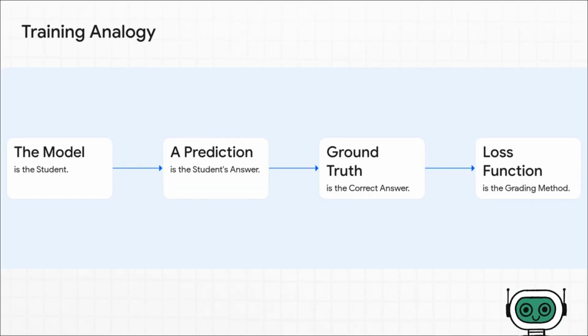The best way to think about this is like a student studying for a big test. The model? That's our student. Every time it makes a prediction, that's like an answer on a practice quiz. The ground truth, that's the correct answer. The one in the back of the book. So what's the loss function? That's the grading method. It's how we score the student's answer.